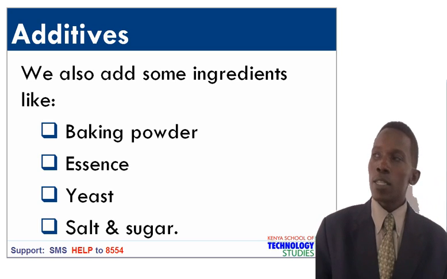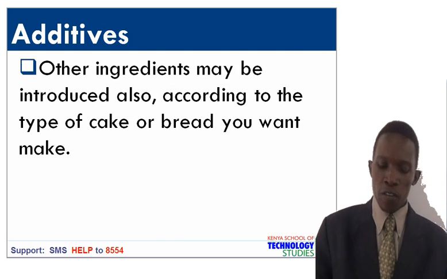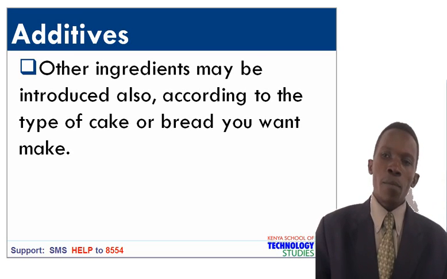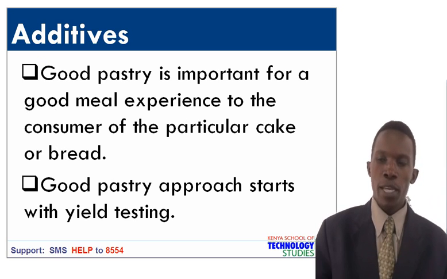The yeast is for helping the mixture to proof, salt for flavor, and sugar for giving taste. Other ingredients may be introduced also according to the type of cake and bread you want to make.